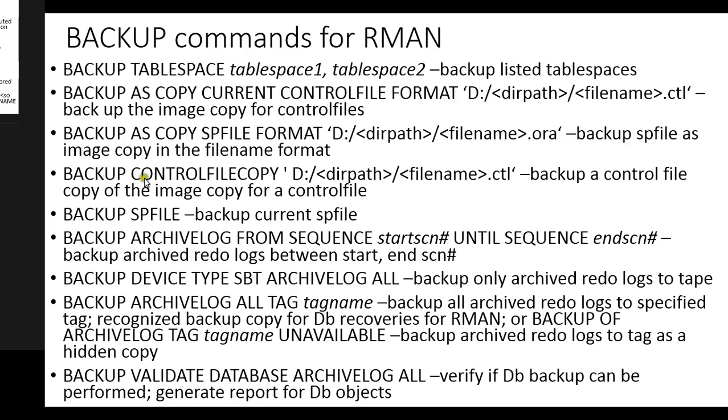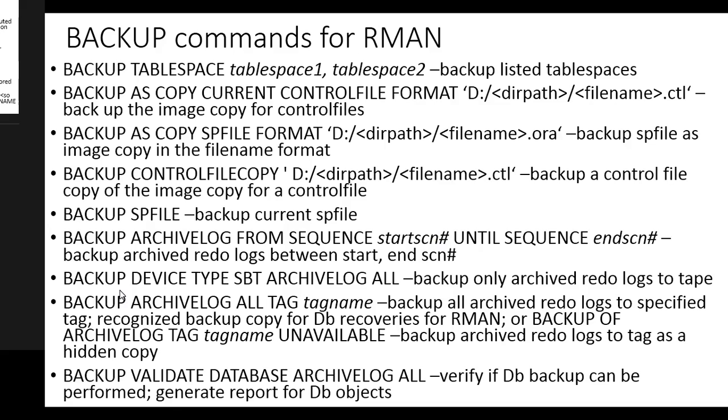You can also back up a control file copy. What you're doing here is backing up a control file copy, an image copy of the actual control file. You also have backup spfile, which backs up the current spfile. Then you have backup archivelog from sequence, with a start sequence and an end sequence, until sequence. The archived redo logs between these two sequence numbers would be backed up.